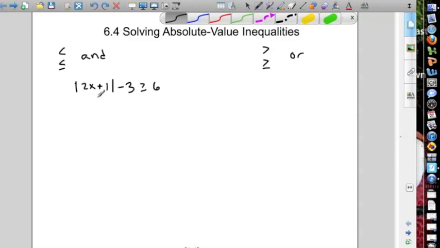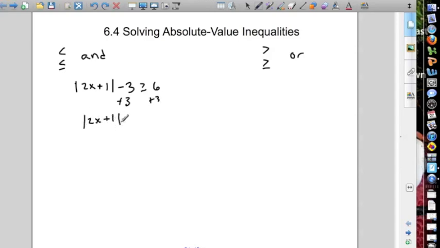We want to get that absolute value all by itself. So I'm going to add 3 to both sides. So now I have the absolute value of 2x plus 1 is greater than or equal to 9. Now this is the part that gets tricky here. The first part's no problem: 2x plus 1 greater than or equal to 9.